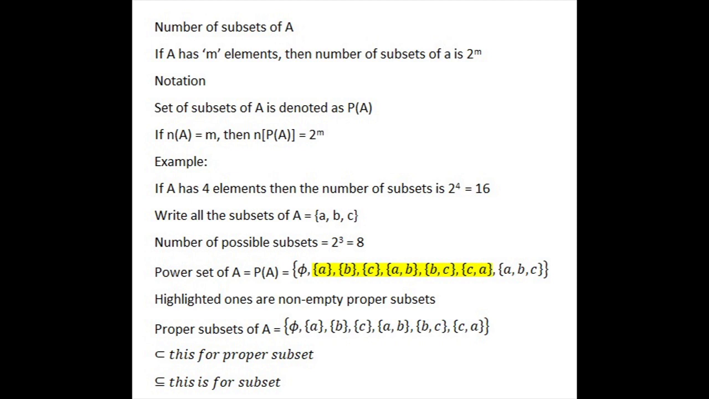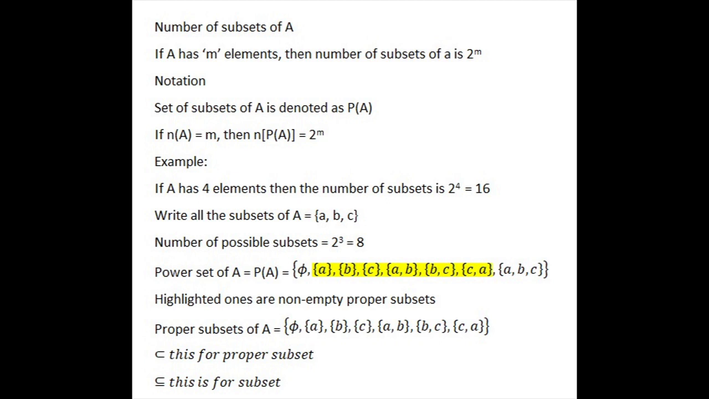Before finding the number of subsets of a given set, you should know what the cardinal number of a set is. Cardinal number n of A means the number of elements in A. Suppose the number of elements in A is m, then if you write all the possible subsets, the number of possible subsets including the null set is 2 power m. Symbolically we can say if n of A is m, then n of P of A is 2 power m. Suppose a set has 4 elements, then the number of subsets, 2 power 4, is 16. And if you know the number of elements, then you will be able to write all those subsets without missing anything. That's why this formula is important.